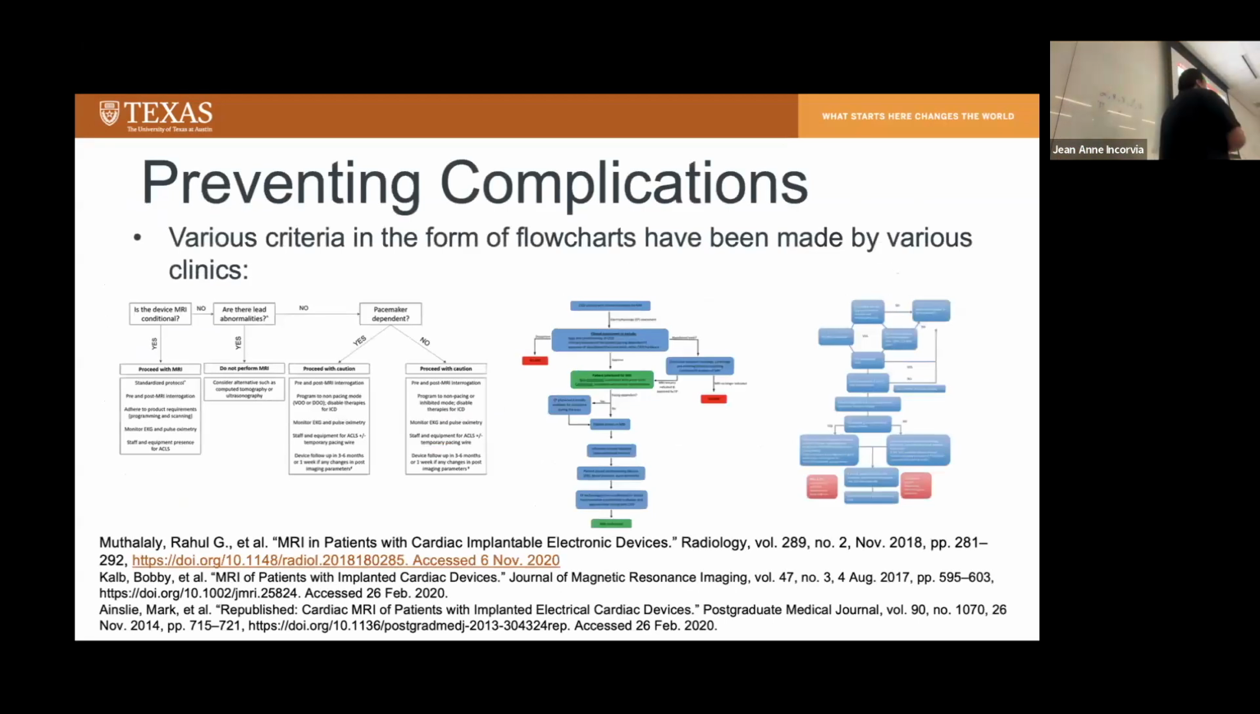Some ways that clinics and researchers are dealing with these issues is they create these diagrams or flowcharts, and it basically goes through the criteria for determining if we should go through with an MRI or not, or just be cautious and see the effects that it's having. So as you can see, it can range from pretty simple to pretty detailed and complex.